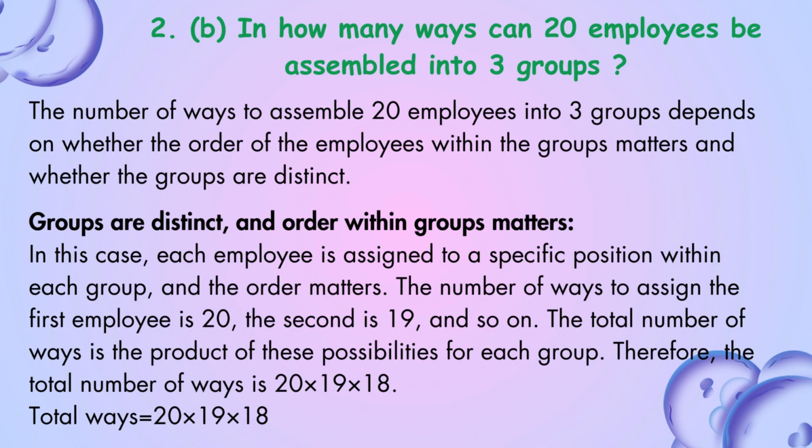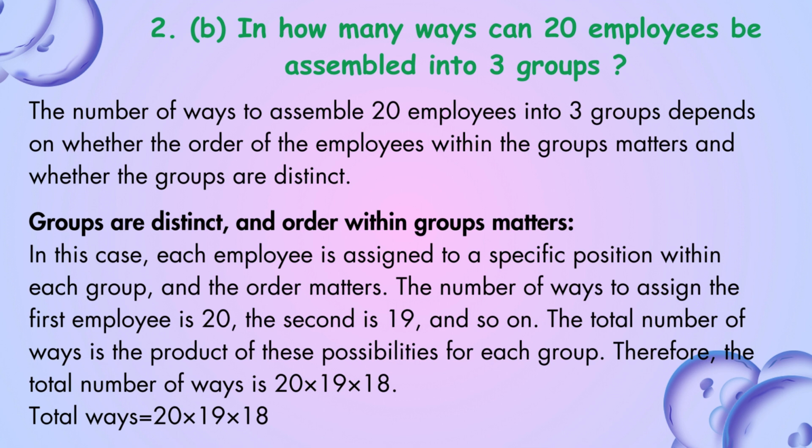The question is, in how many ways can 20 employees be assembled into 3 groups? The number of ways to assemble 20 employees into 3 groups depends on whether the order of the employees within the groups matters and whether the groups are distinct. Groups are distinct, and order within groups matters. In this case, each employee is assigned to a specific position within each group, and the order matters.